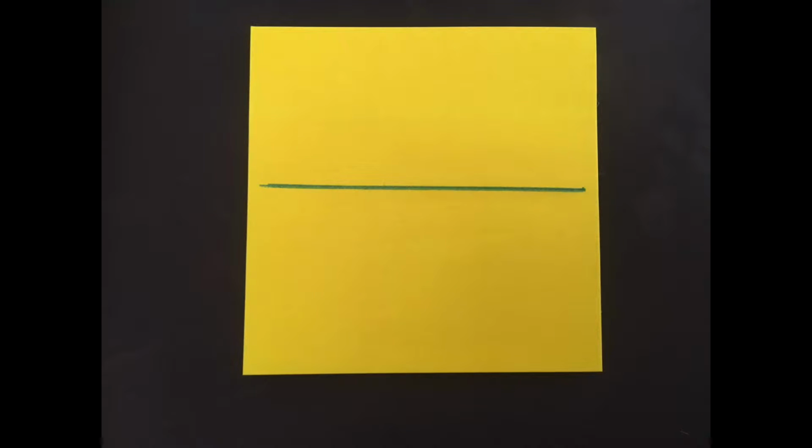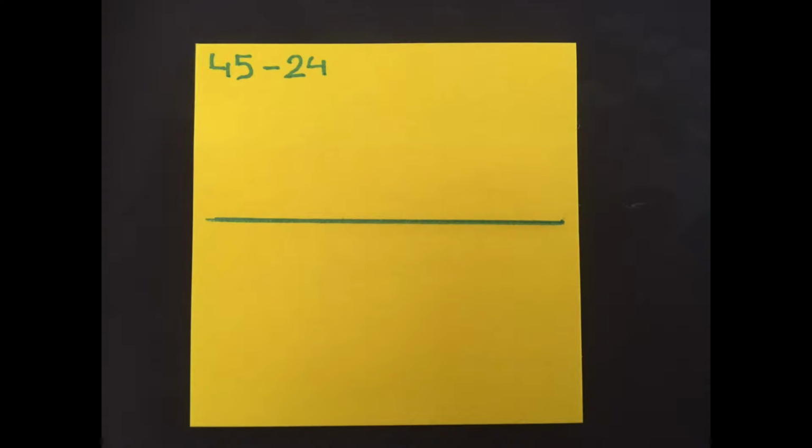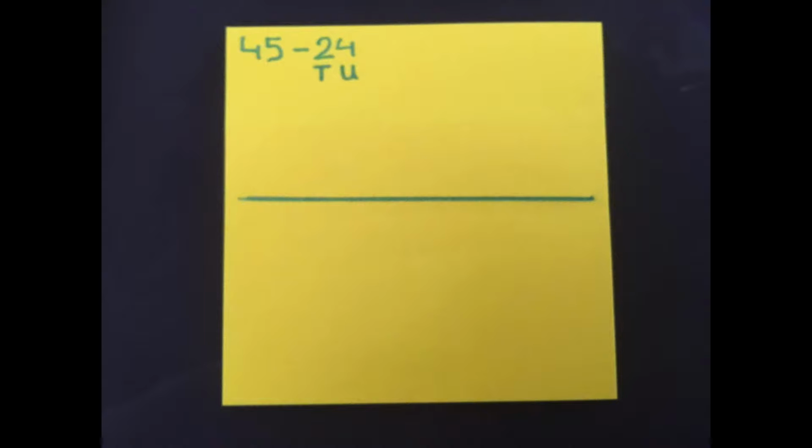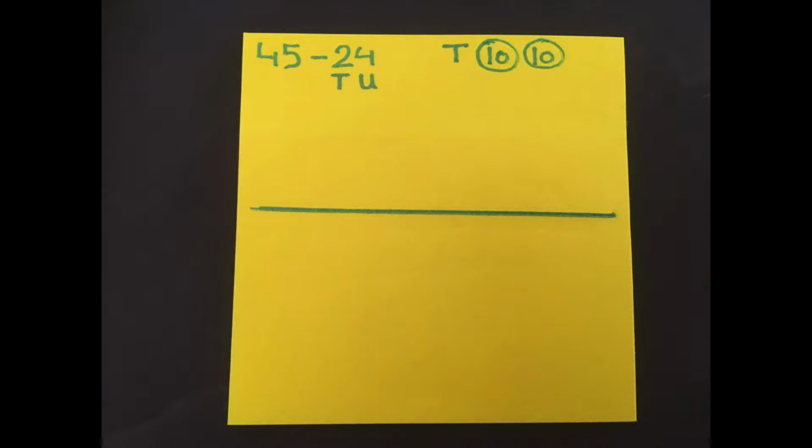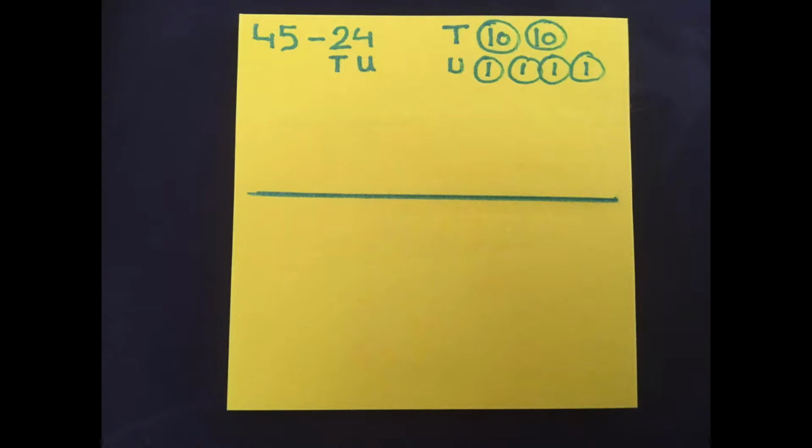First off, on a blank piece of paper, we're going to draw a line. And on this line, you're going to also write down the sum, 45 take away 24. Now put them into tens and units. So in the tens, there's 2 tens to make 20. In units, 4 ones to make 4.